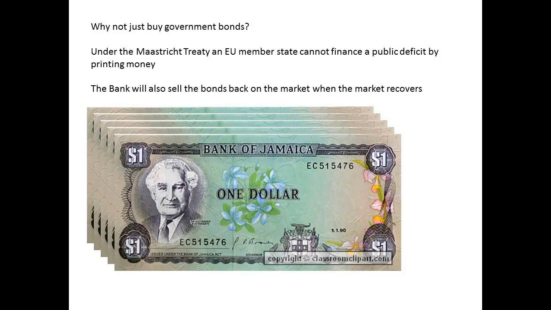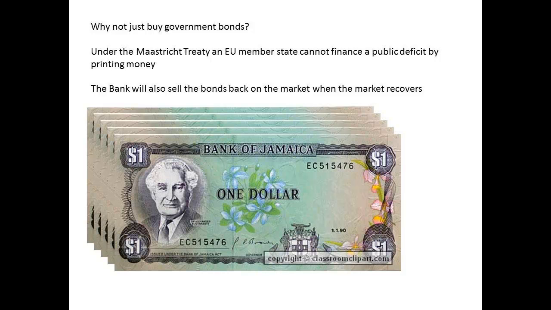Could the Bank of England buy government bonds? Wouldn't this be safer? The answer is that this would depend on other factors. Around 1992, the European Union member states signed up to the Maastricht Treaty, which says that a government is not allowed to finance a public deficit by printing money. In effect, this prevents the government selling bonds for that purpose.